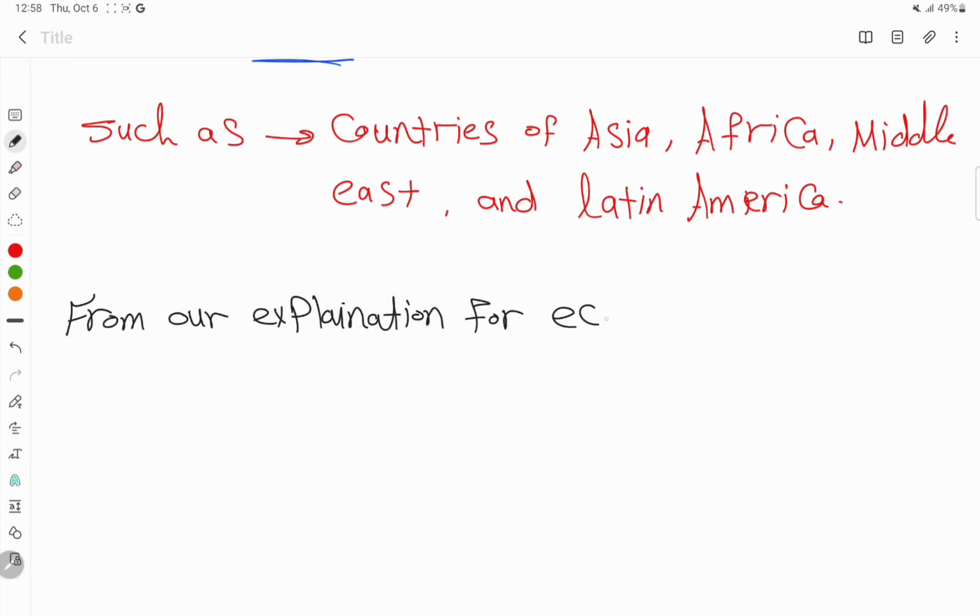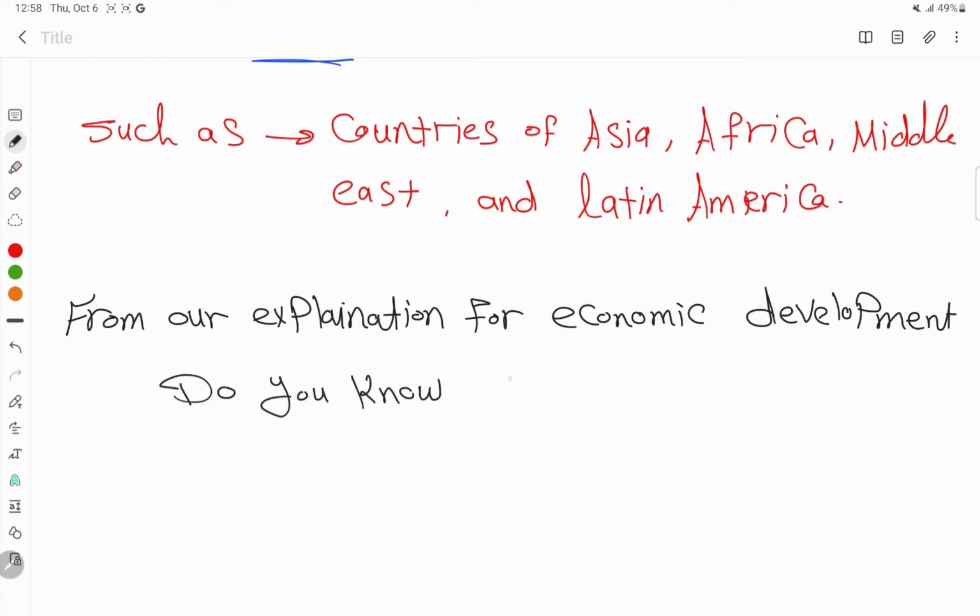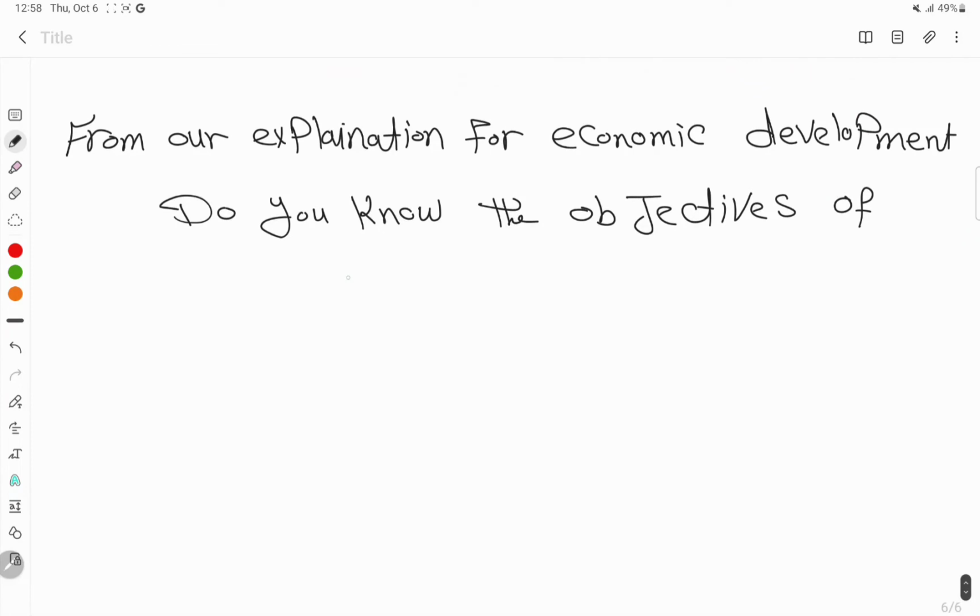From our explanation for economic development, do you know the objectives of development? Objectives of development. Do you remember the definition of economic development?